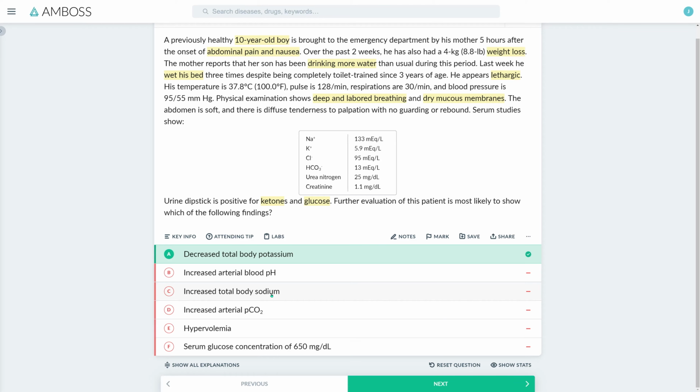As for increased total body sodium, DKA causes dilutional hyponatremia due to hyperglycemic hyperosmolarity. Osmotic diuresis leads to loss of water. While most sodium is preserved, there is still a net loss of sodium in urine, so we'd expect rather normal or even reduced total body sodium.